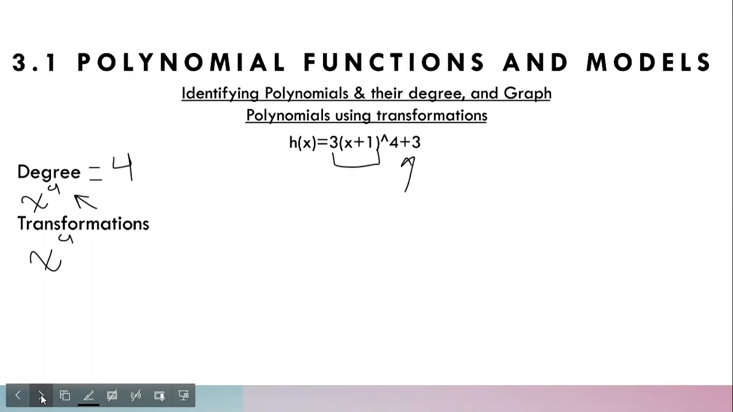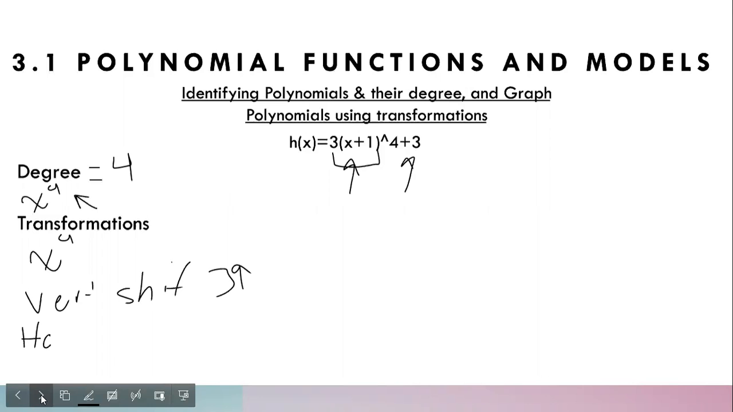So here we can find a vertical shift of 3 units up. And we know that it's a vertical shift because it's on the outside of the equation. Now looking in the equation, we can see an x plus 1. And when looking at inside the equation, it's a horizontal shift, and they're always the opposite.